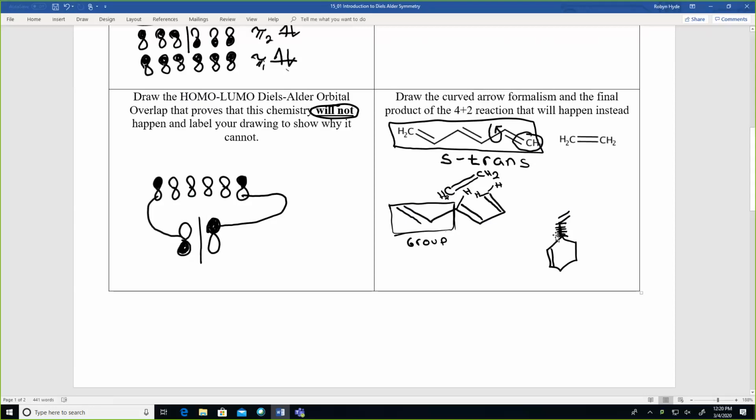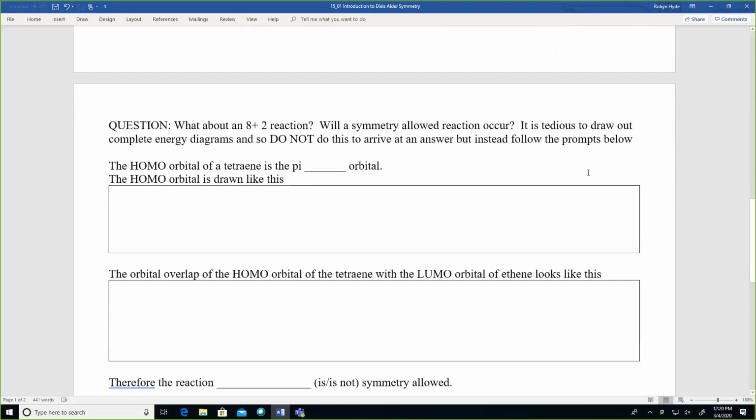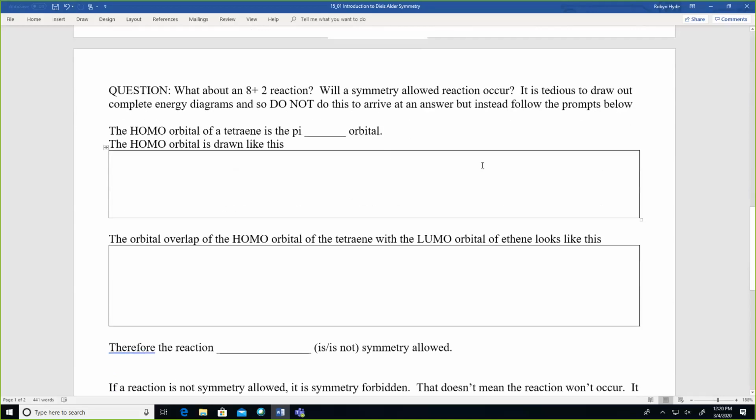Okay, let me go onto your back page. So for the 8 plus 2, the tetraene. If I were drawing this full energy diagram for a tetraene, how many individual p orbitals would I have to draw in any line? 8. How many total molecular orbitals would I have to draw? And so how many total little p's do I have to draw? 8 times 8 is, that is really tedious to draw an entire energy diagram.